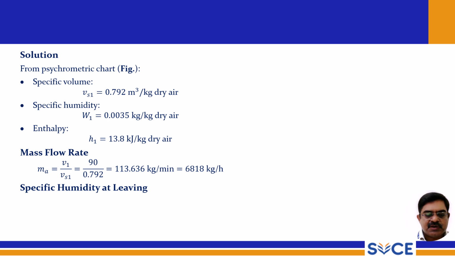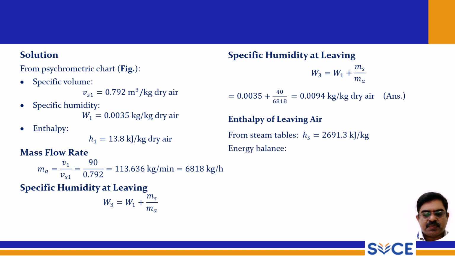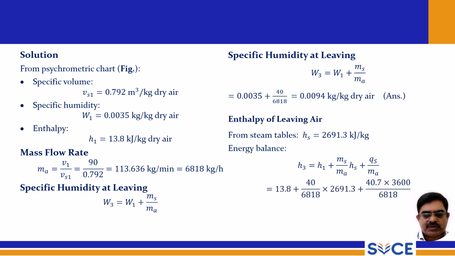So specific humidity at leaving, W3 equal to W1 plus Ms by Ma. So specific humidity can be found out. W3 equal to 0.0094 kg per kg of dry air. So enthalpy of steam from steam tables Hs equal to 2691.3 kilojoules per kg, and energy balance H3 equal to H1 plus Ms by Ma into Hs plus Qs by Ma. So by solving this, we are getting H3 equal to 51.1 kilojoules per kg of dry air.